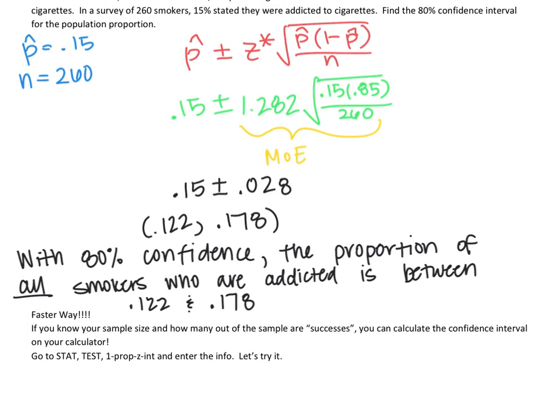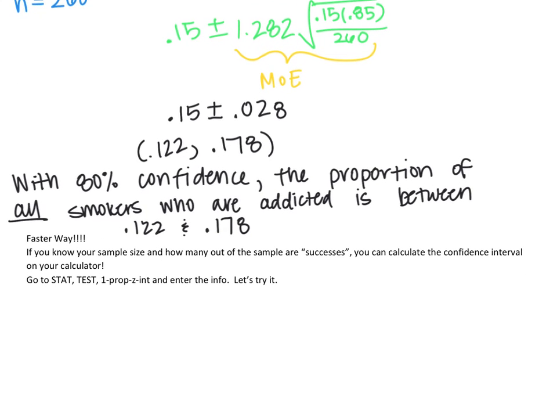There is a way to do this on your calculator as well. So if you know your sample size and how many out of the sample are successes, you can calculate the confidence interval. So what we're going to do is go to stat and then over to tests and then one proportion z interval. So you're going to happily scroll all the way down to A on your calculator. So we have to fill out X, N, and our C level.